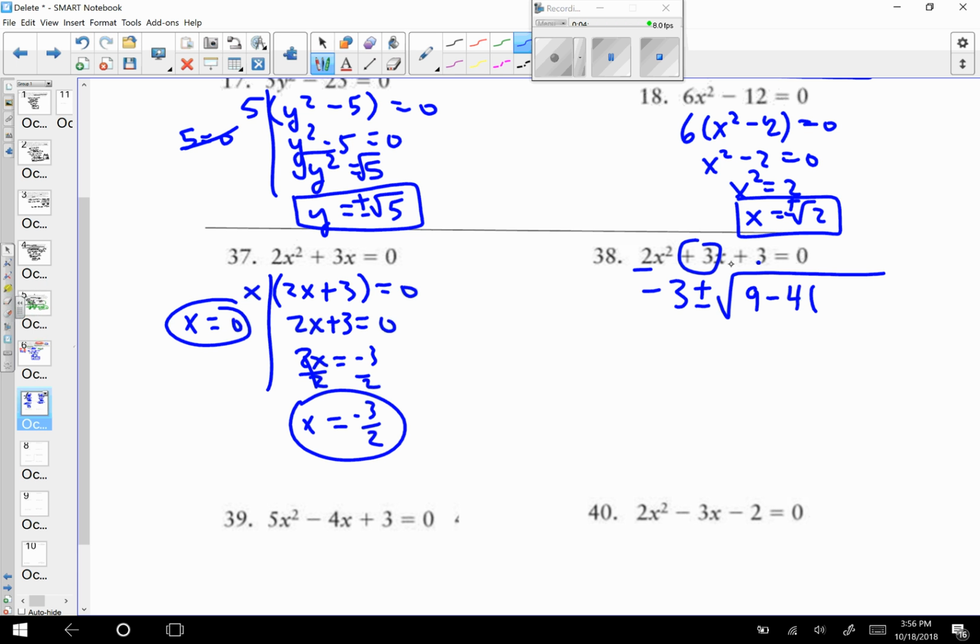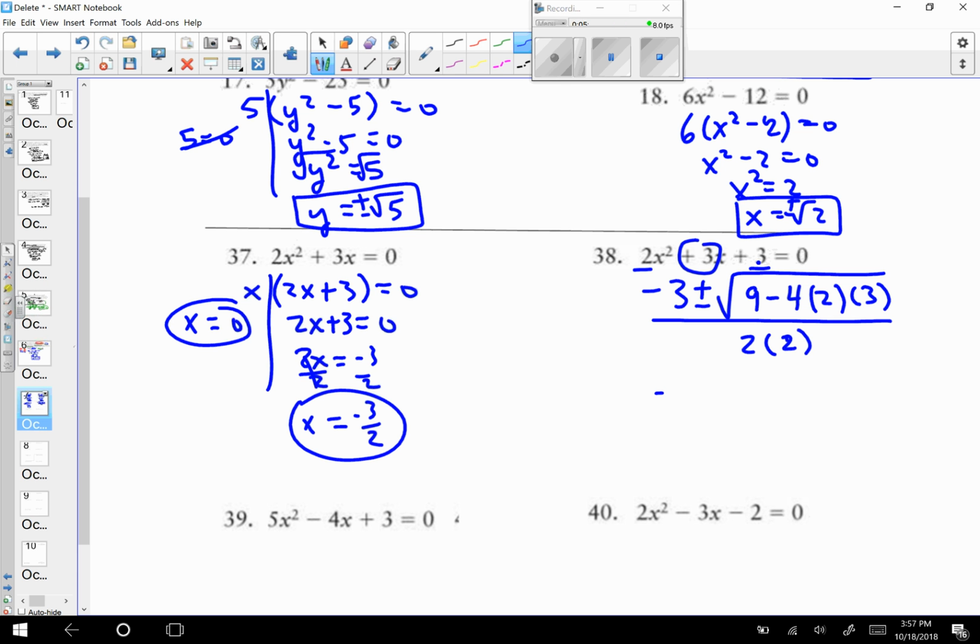Times a times c. So 2 times 3, all over 2 times a. So 2 times 2. So now you just evaluate this, right? So 9 minus 4 times 2 times 3. When you go ahead and figure that out, 4 times 2 is 8. 8 times 3 is 24.